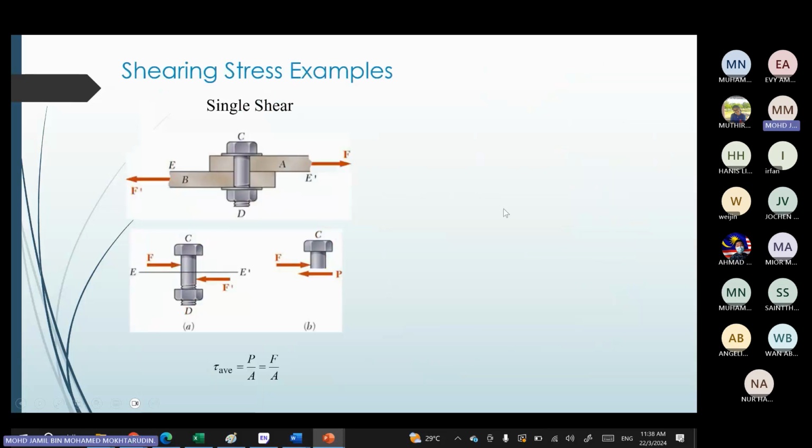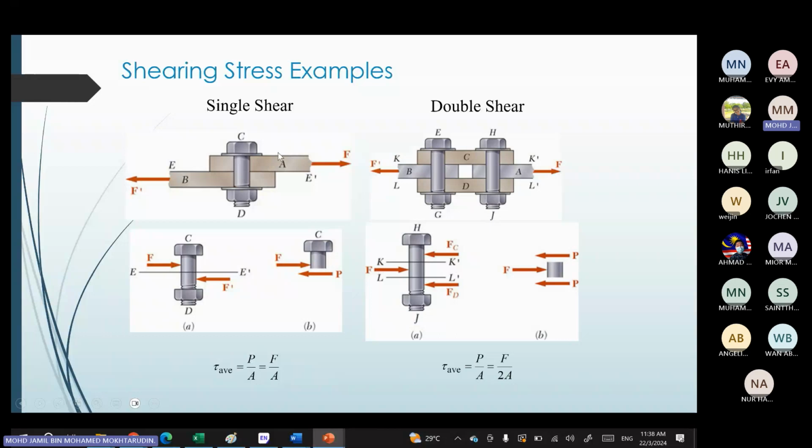Okay, kita tengok example. So let's say you have this bolt and nut yang pasang pada kayu lah. So let's say you ada kayu A and kayu B. Okay, so kayu A, kayu B ni permukaan A and permukaan B, the surface of A and the surface of B, it is only in contact at one surface only. Okay, ni satu surface saja, one only.